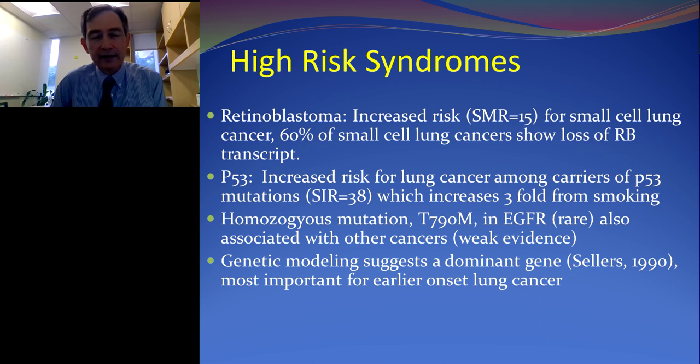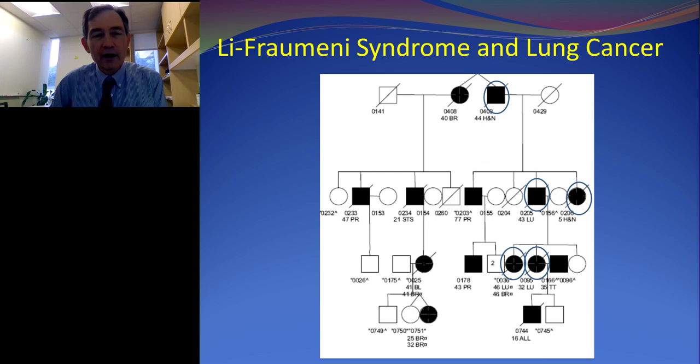This slide is showing that if you have an inherited P53 mutation, that's called Li-Fraumeni syndrome, and it's characterized by high risks for getting breast cancer in women and multiple other cancers like leukemia and sarcoma. But shown here in the circles are cases of lung cancer.